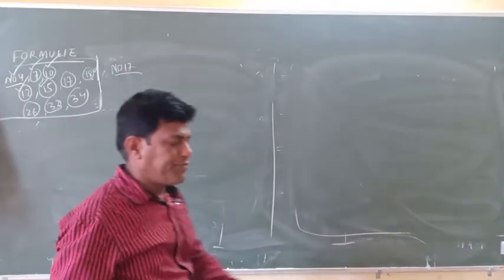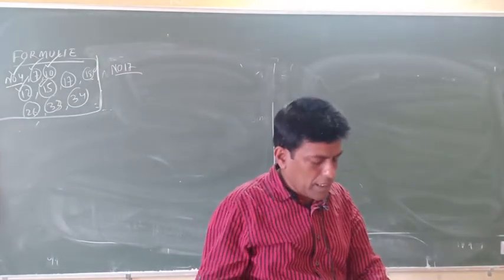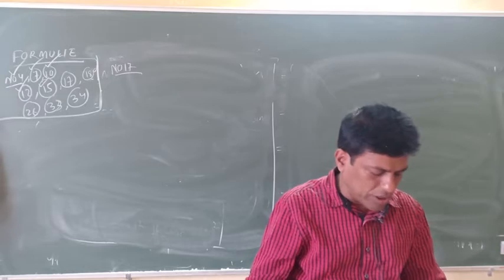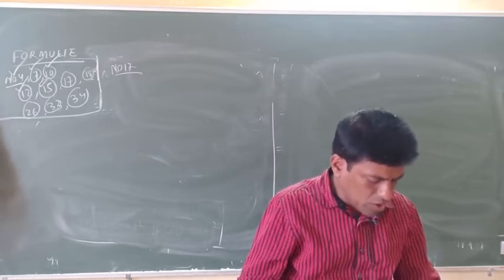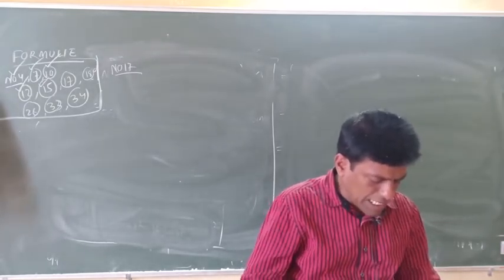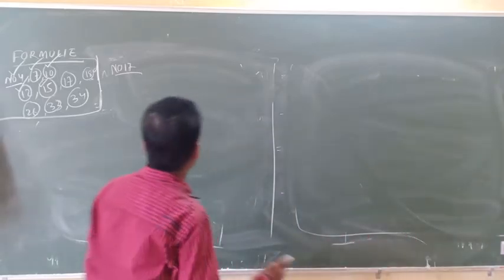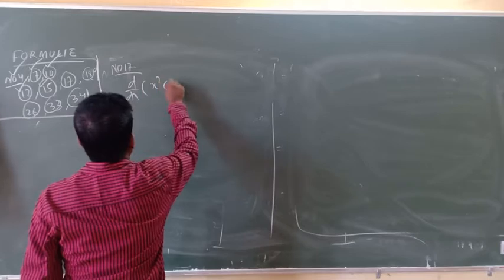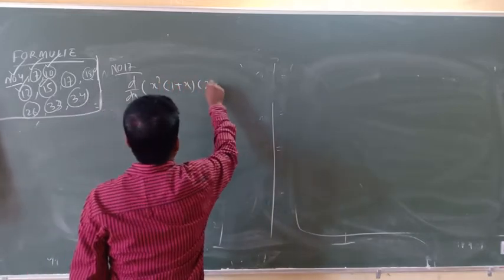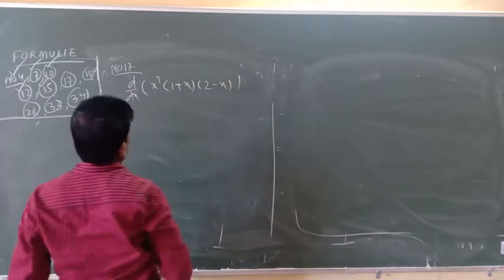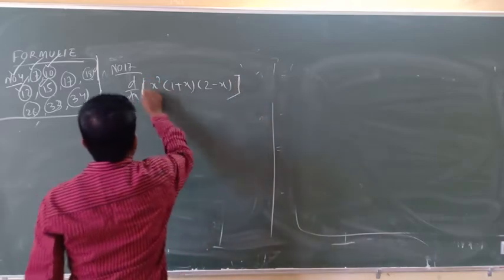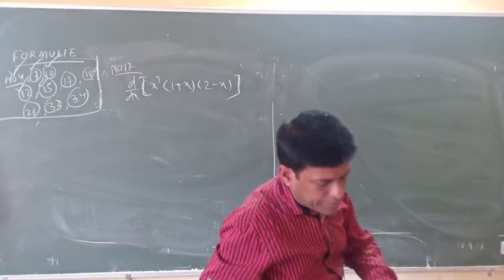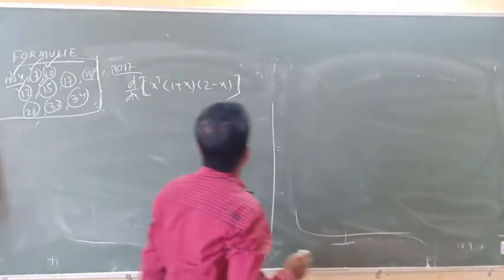Number 17. You look in your books, number 17, there are 3 terms multiplied, not 2 terms. One is x square, 1 plus x, and another is 2 minus x. So d by dx of x square, 1 plus x whole into 2 minus x. There are 3 terms: first term, second term and third term. 3 terms are multiplied.